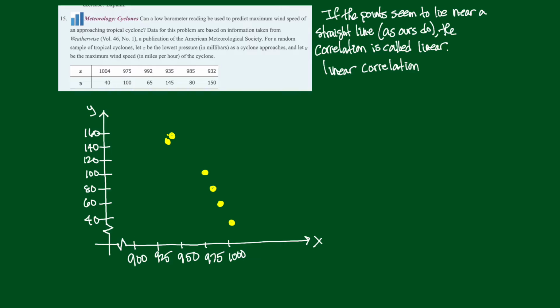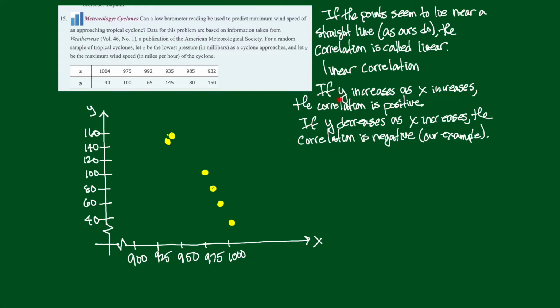These points aren't just all bouncing around all over the place. There seems to be some kind of a structure. So a couple things here. If the points seem to lie near a straight line, as ours do, right? They're not all exactly on a straight line, but they're kind of near a straight line. All right, then the correlation is called linear. So what we're working with here is called linear correlation.